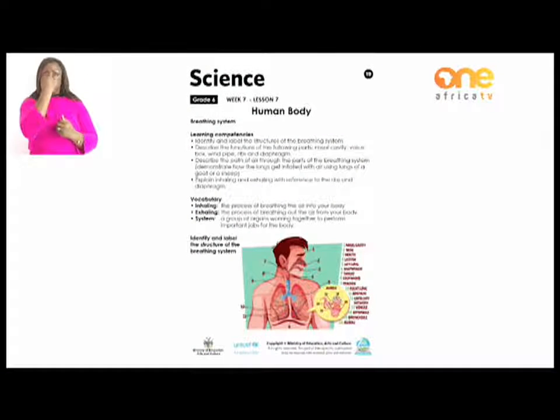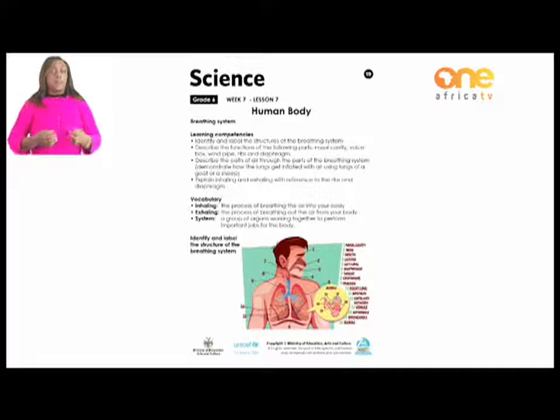Our competencies for today are, we will learn how to identify and label the structures of the breathing system. We will also learn to describe the functions of the following parts: nasal cavity, voice box, windpipe, ribs, and diaphragm. We're also going to learn how to describe the path of air through the parts of the breathing system, or how to demonstrate it. And then we're also going to learn how to explain inhaling and exhaling processes with reference to the ribs and the diaphragm.